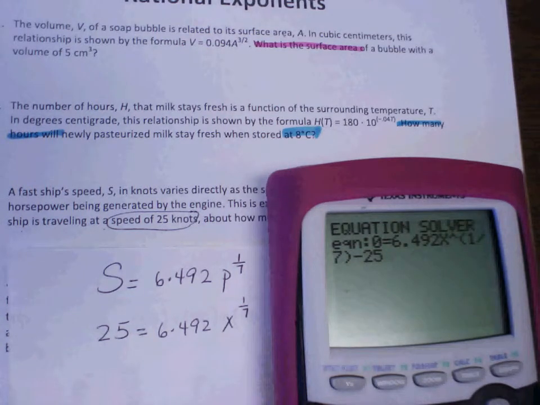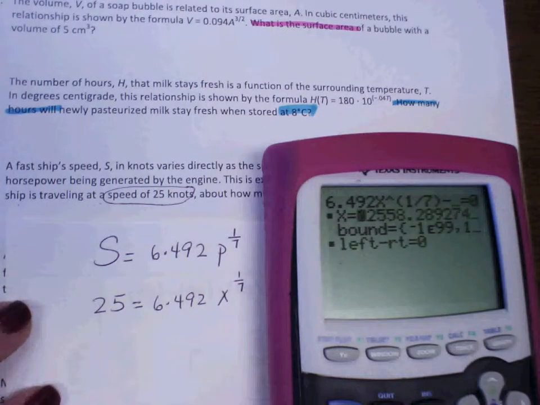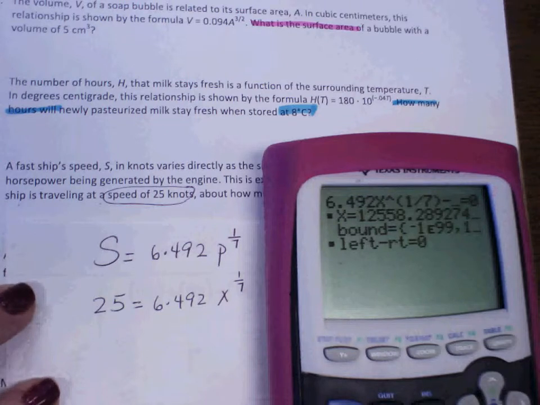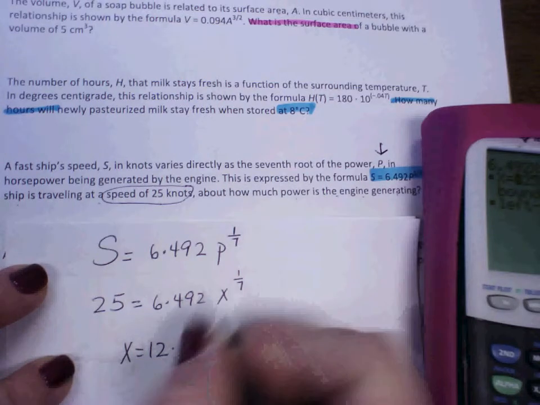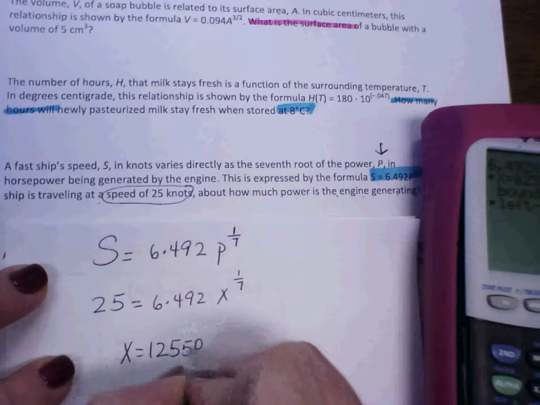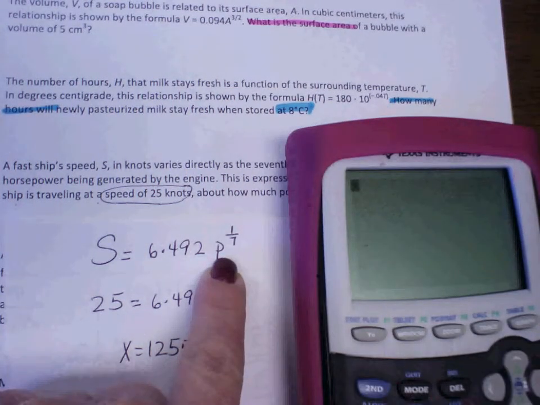All right, so 6.492 X to the power of 1/7 minus 25. Enter alpha. Enter. Remember, you cannot do the fractions in equation solver, so you're going to have to put it inside parentheses. Whoa. 12,558. Yes?